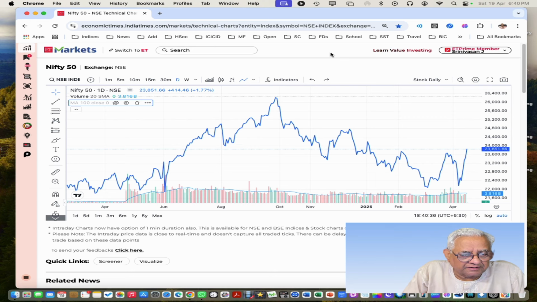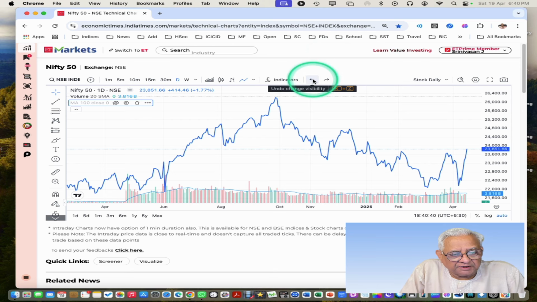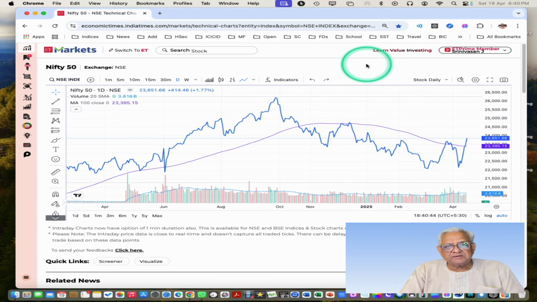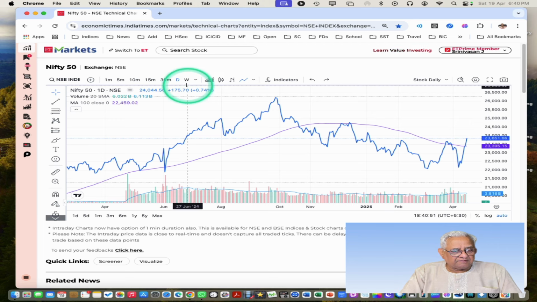So let's get started. What I did was I plotted a 100 DMA, 100 day simple moving average. And this is how it looks. The chart I have is a daily chart and it's a 1 year chart. And it is on Nifty 50. It's on 1 day NSE. Okay?